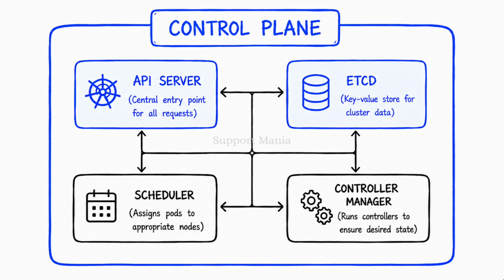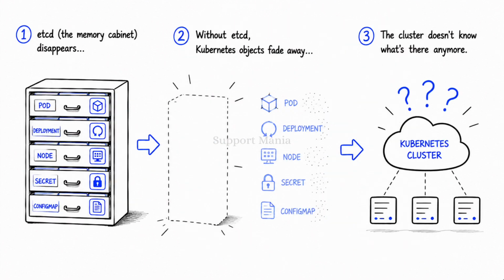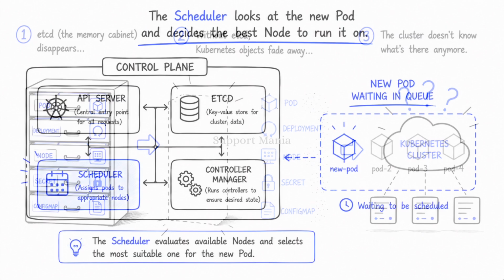etcd. This is Kubernetes memory. Every object, every deployment, every node, every secret lives inside etcd. It's a distributed key value database. Lose etcd, and Kubernetes forgets almost everything. That's why production clusters always back it up.